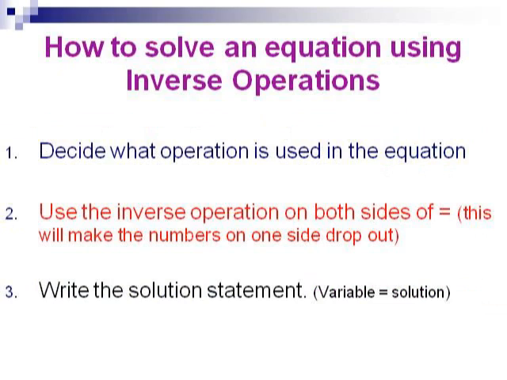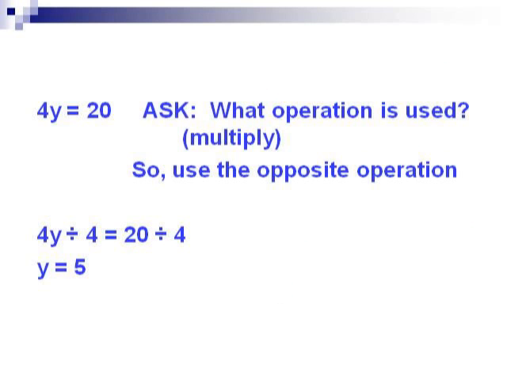So, how do we solve an equation using inverse operations? Just like we did in lesson 3, the first step is to decide which operation is being used in the equation. Secondly, we use the inverse of that operation on each side of the equal sign. And finally, we have a solution statement to write. So, let's look at an example.